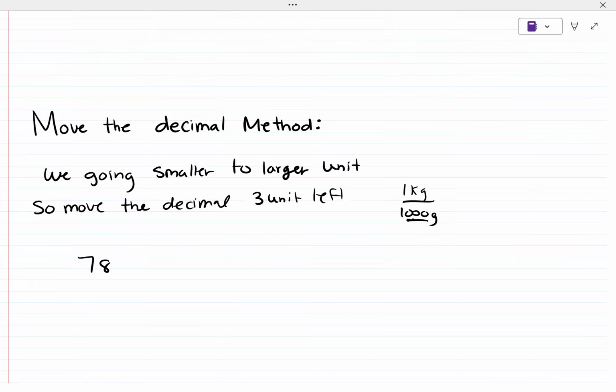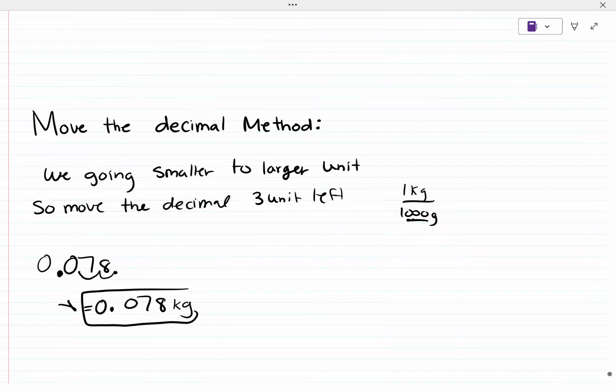So we had 78. Where was the decimal? If you don't see it, it's right here. And we're going to move it 3 units to the left. So 1, 2, and then leading zero, then dot. So it's going to be 0.078. And then you have to add this extra zero. Don't ever forget the leading zero. So this invisible zero is your leading zero.